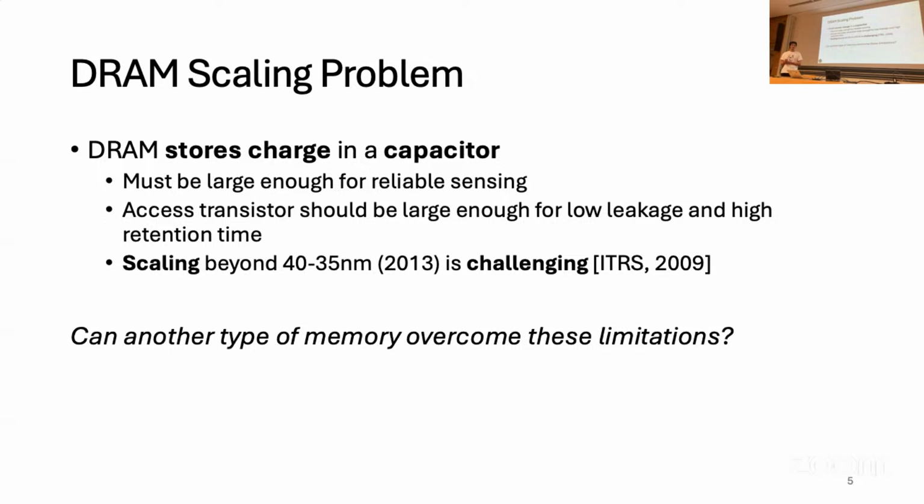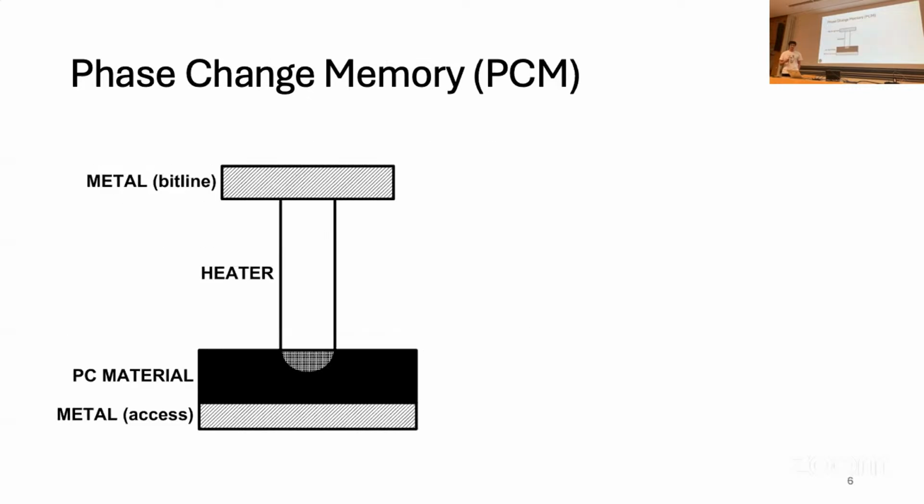So a natural question is, can another type of memory overcome DRAM's limitations? And to that end, the authors evaluated phase change memory. And how does phase change memory work?